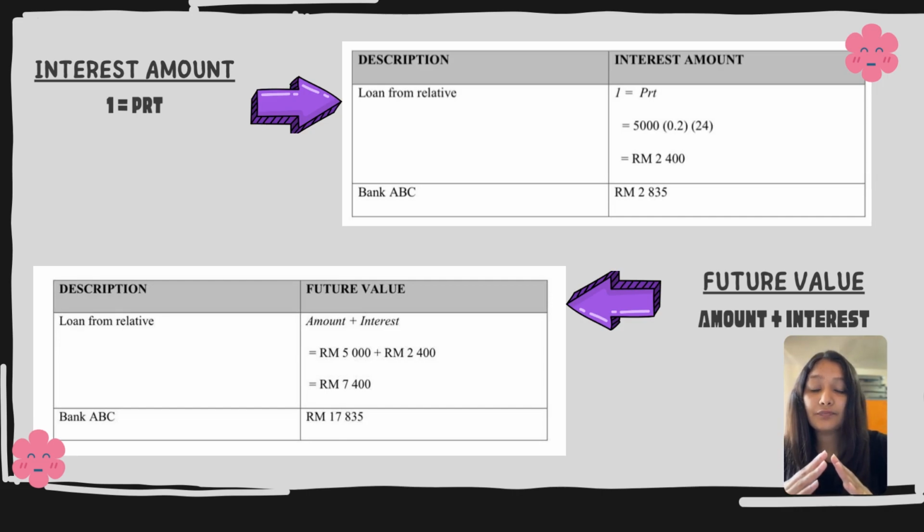Next, for the future amount, the formula was amount plus interest. To find out the loan from relative future value will be 5,000 plus 2,400. The total future value will be 7,400. Followed by that, the Bank ABC's future value will be 17,835. That's all from my part. Thank you.